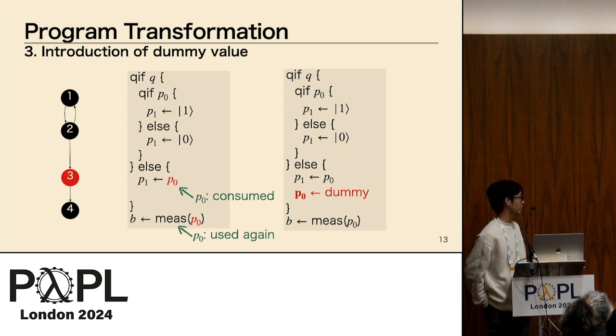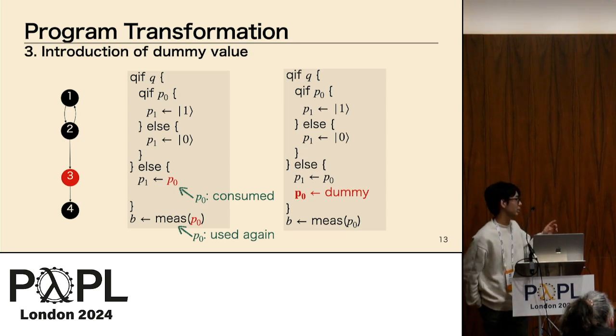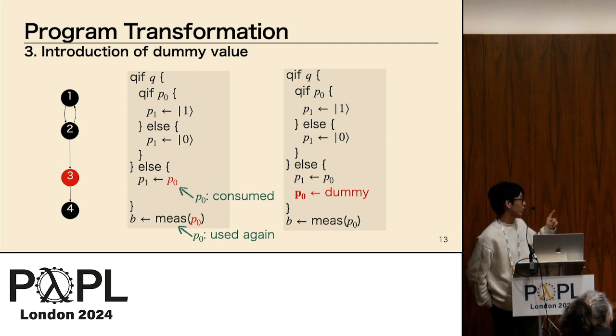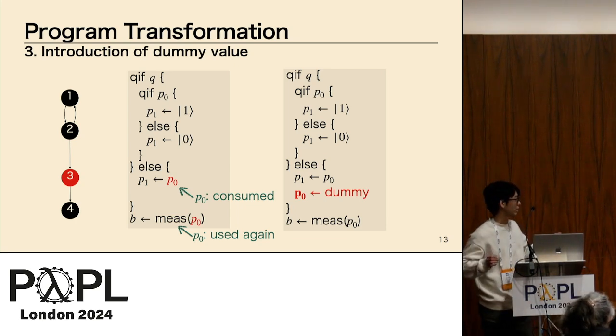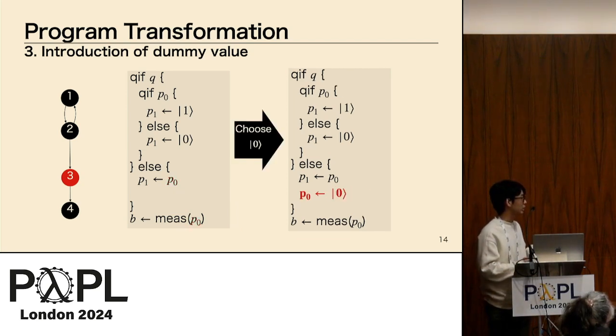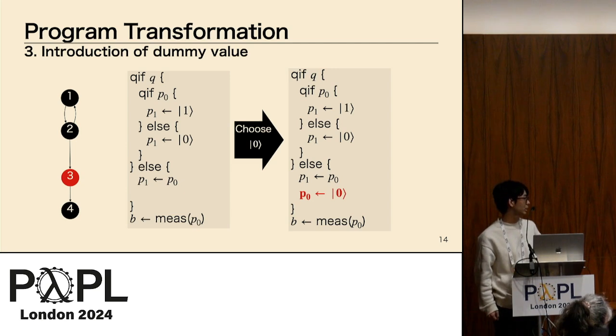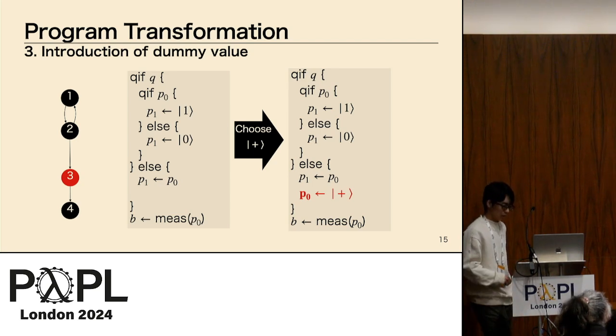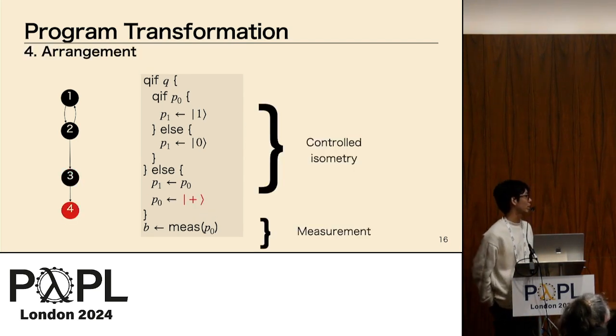So what we're going to do in the third step is to fix this problem by redefining P0 just after the first use. We insert the program on the right, which redefines P0 with a dummy value. What I'm calling a dummy value is an arbitrary quantum state. So we choose an arbitrary quantum state and insert the red colored line. If we choose ket 0, we get the program on the right, and if we choose ket plus, we get another program on the right. And after applying the third step, we get a program which looks like this: controlled isometry followed by measurement.